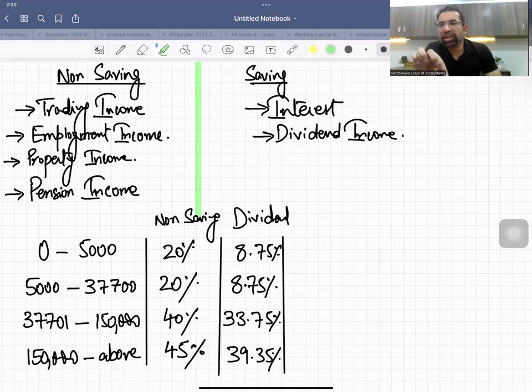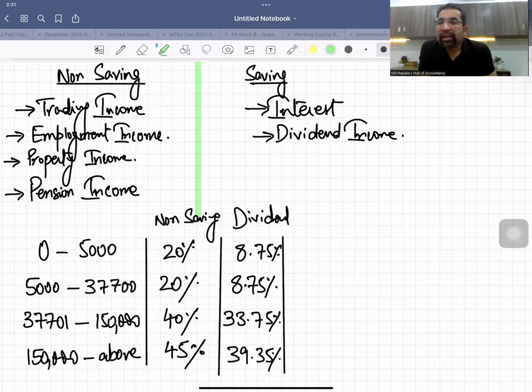So the tax department has divided incomes into two categories, non-saving and saving. In non-saving, you have trading income, employment income, property income, pension income. But in savings income, you have interest and dividend. Now, one question: sir, why has the tax department divided incomes into different categories?